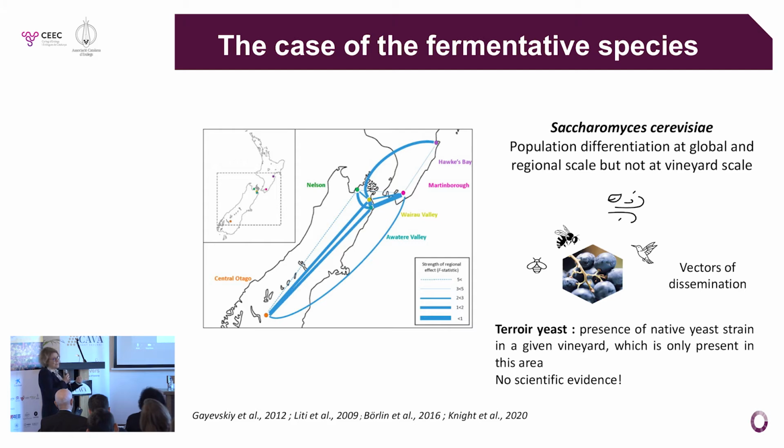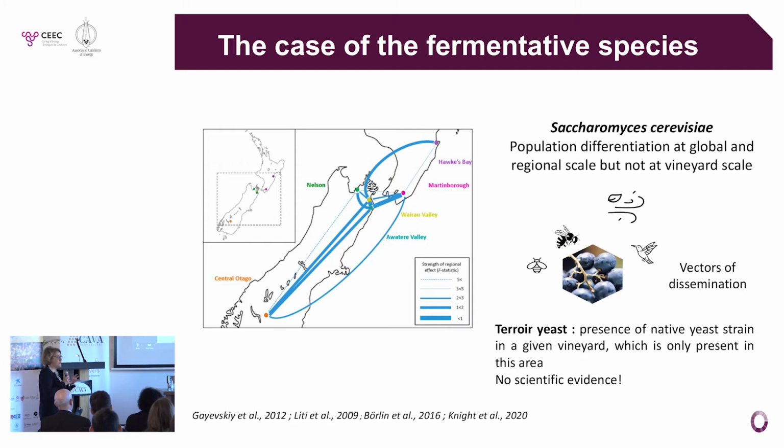Another very important aspect is the terroir. That is something important for the wine industry, or raises questions. And here I consider terroir with the fact that you have the presence of a native yeast strain in a given vineyard, which is only present in this area.